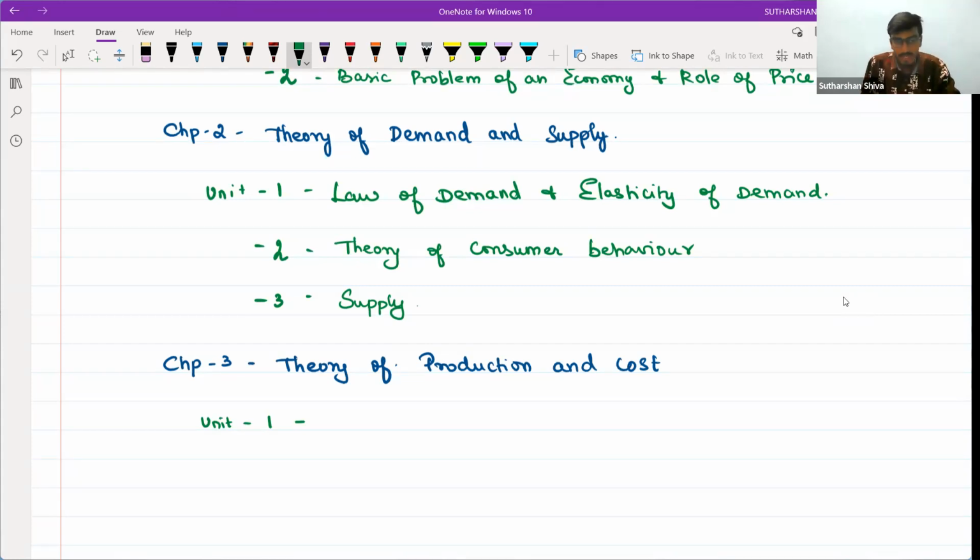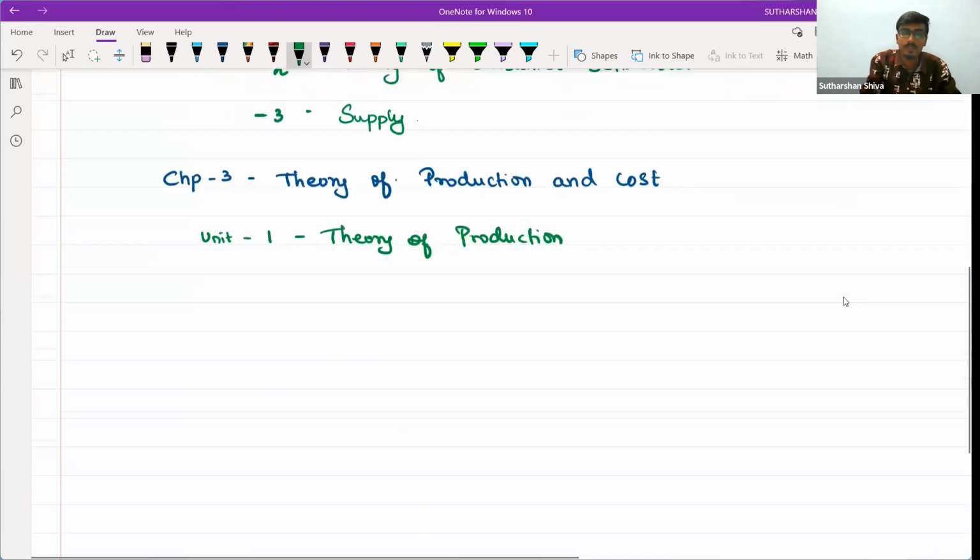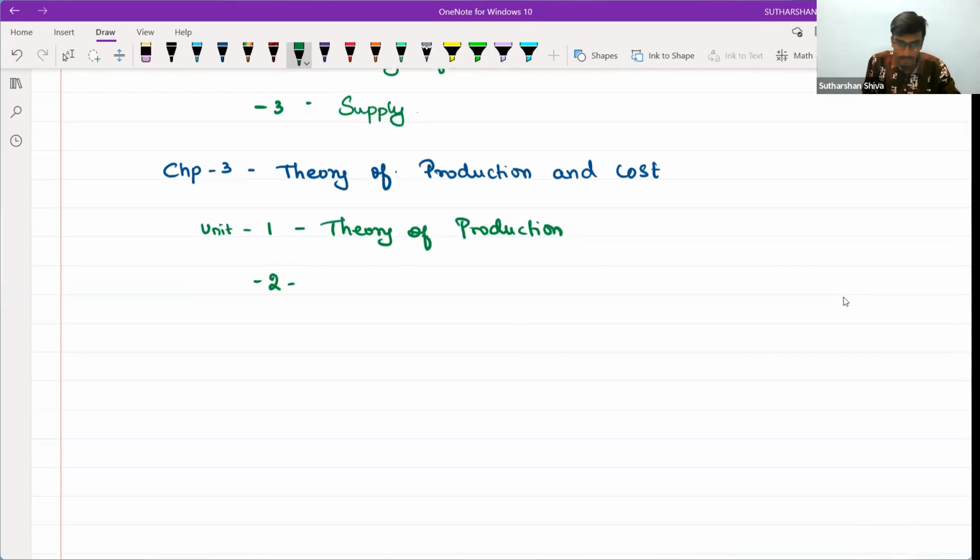Coming back to chapter 3, unit number 1 is theory of production. What production is and so on, you will learn. Unit number 2 is based on theory of cost. And then chapter 4.